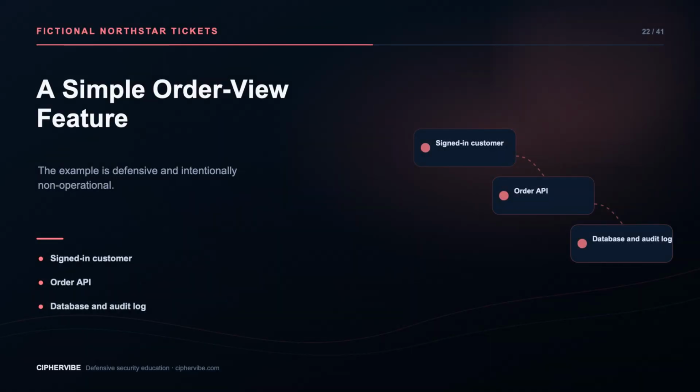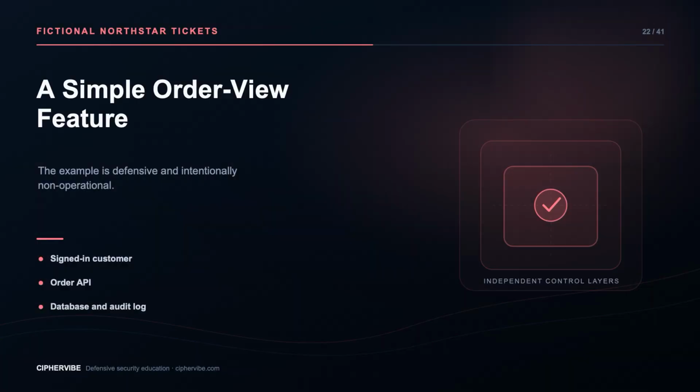Consider a fictional ticketing site called Northstar Tickets. A signed-in customer opens an order. The browser requests an order record through an API. The service reads session identity, checks ownership, queries the database, returns selected fields, and logs the decision.